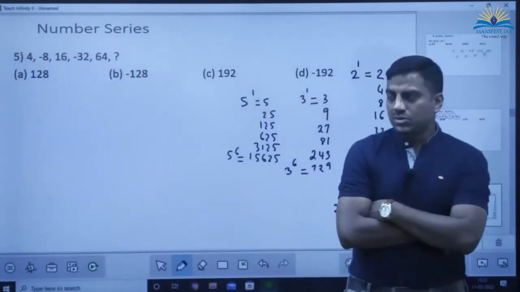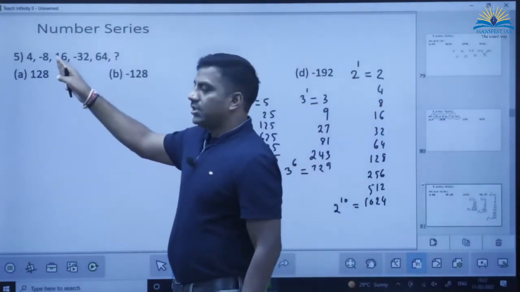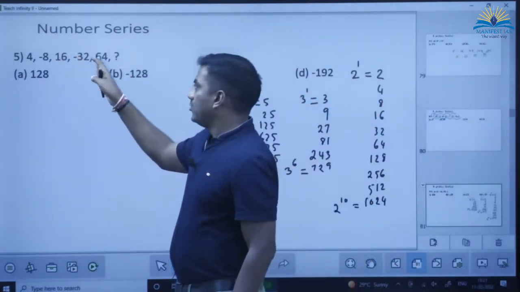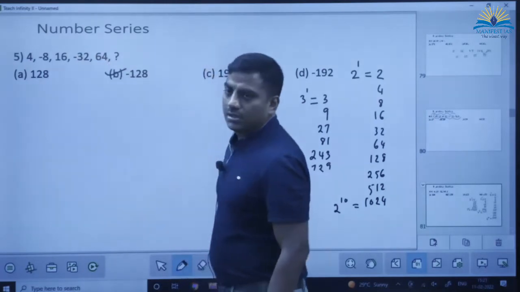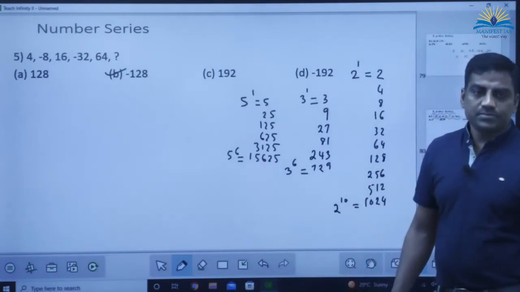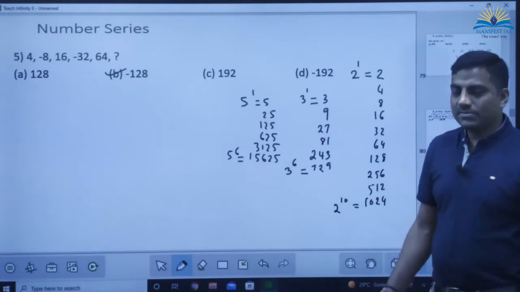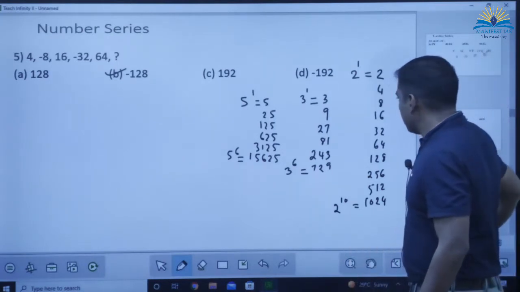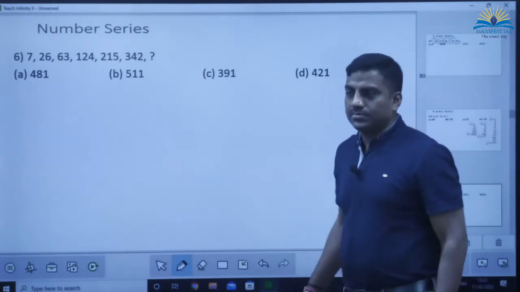In this problem, these are the powers of 2. 2 square, 2 cube, 2 to the power of 4, 5, 6. Now 128, but with negative sign, because alternative numbers are negative. If yes, say yes. Check this one.